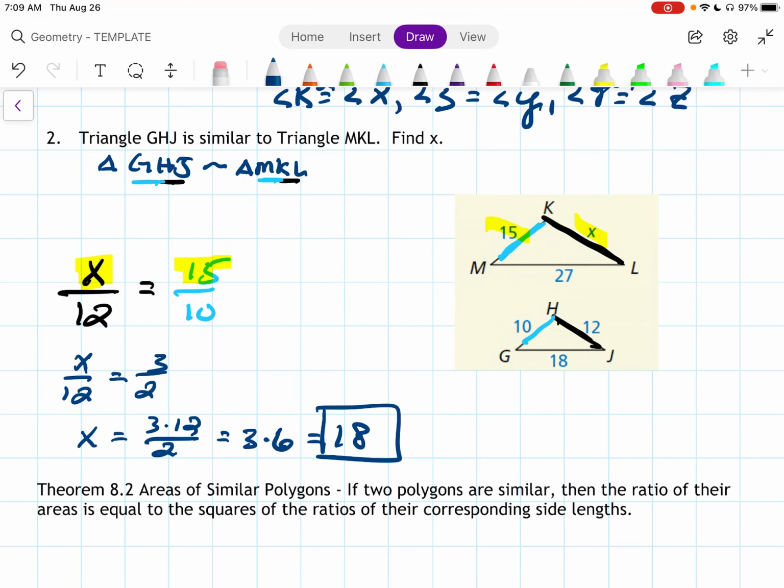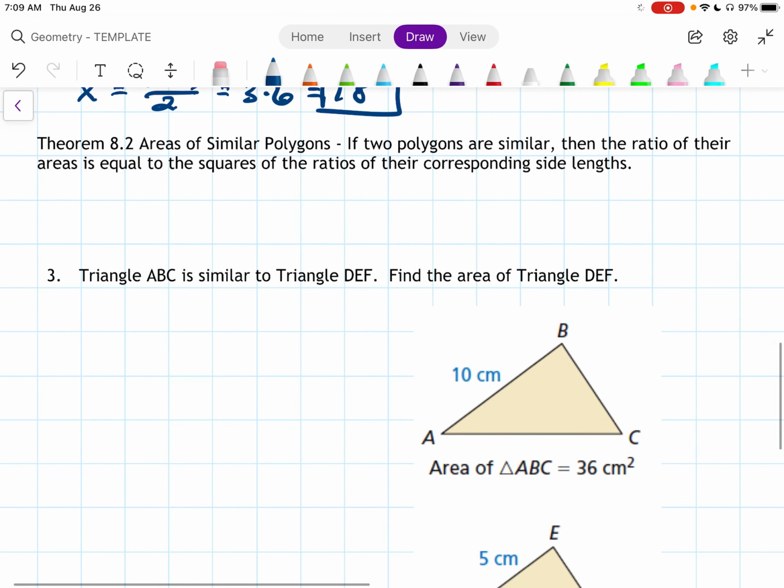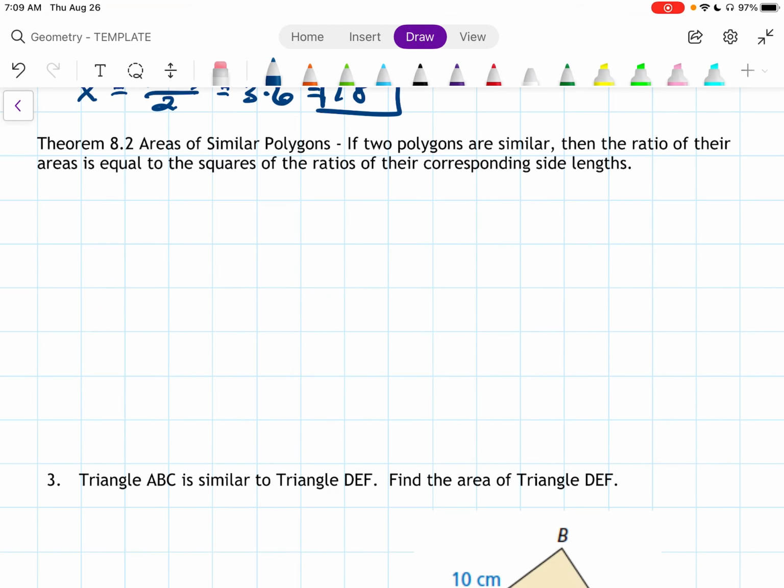All right. Next up, Theorem 8.2, areas of similar polygons. If two polygons are similar, then the ratio of their areas is equal to the squares of the ratios of their corresponding side lengths. All right, so what does that actually mean? Whenever I do these, I always try to remember what kind of units I would use. So I'd have inches for length, inches squared for area, and this also works for volume. Inches cubed would be for volume, right?